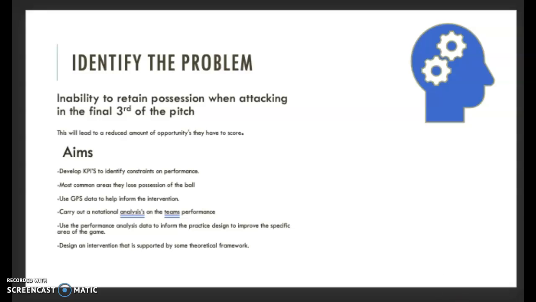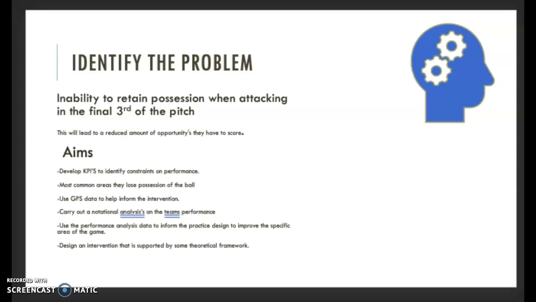Okay, so my problem. I've identified the inability to retain possession when attacking in the final third of the pitch. My initial reaction was this will lead to a reduction of opportunities they will have to score. I think my first reaction was this was due to the team not utilising the width of the pitch and having a lot of errors in their throwing and catching. My initial thought was they could work more as a team to be more successful in the game, but I'm going to look further into the reasons why they are doing this.